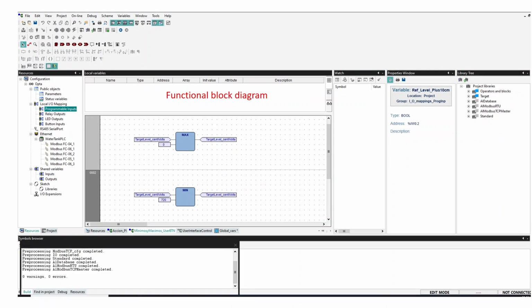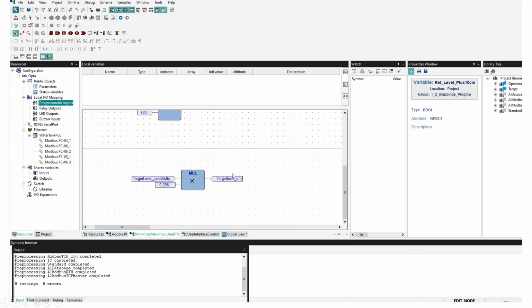Then I have created a functional block diagram, and this is just in order to cap the maximum and minimum value that target level can have. This is so that we don't have a target of -3 meters, for example. If you want to cap it between 0 and 3 meters, you need to put here 0, and here you would put 1000. I have just chosen to cap it at 2.3 meters, more or less, but you can put it however you want.